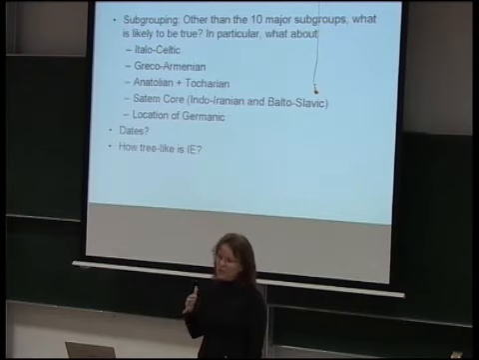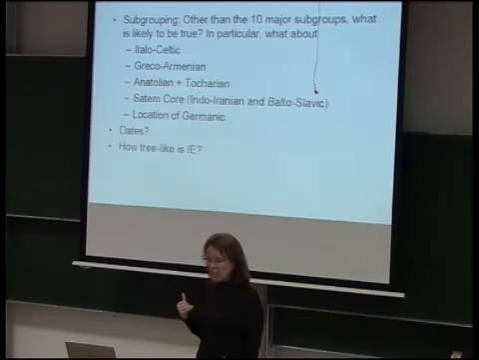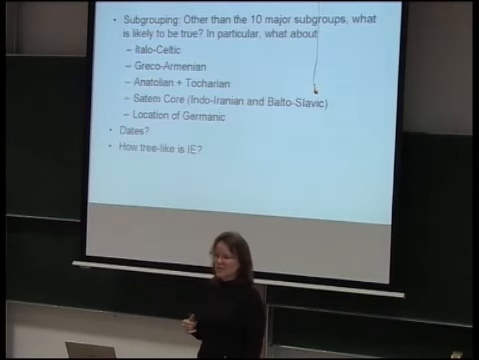The Satem core are the four languages, Indo-Iranian and Balto-Slavic together. Is that a reliable clade? Where does Germanic fit in? What about dates? Can we estimate the dates for the ancestral nodes and use that to say something about human migrations? And finally, just how tree-like is Indo-European?